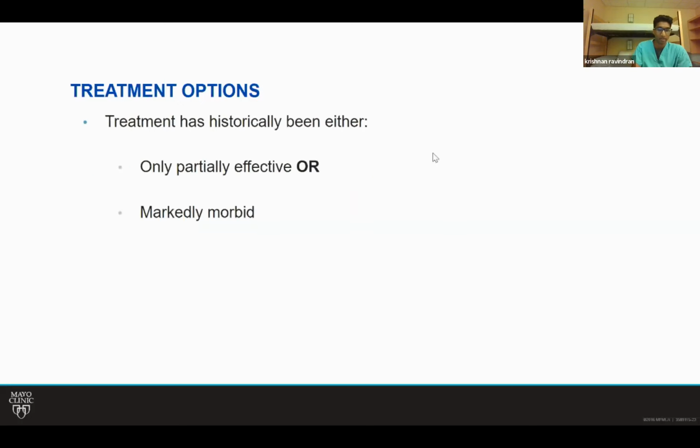Unfortunately, even despite the introduction of flow diverting stents with FDA approval in 2011, treatment has historically remained only partially effective or markedly morbid. And I'll outline some recent series and some historical series to demonstrate that.